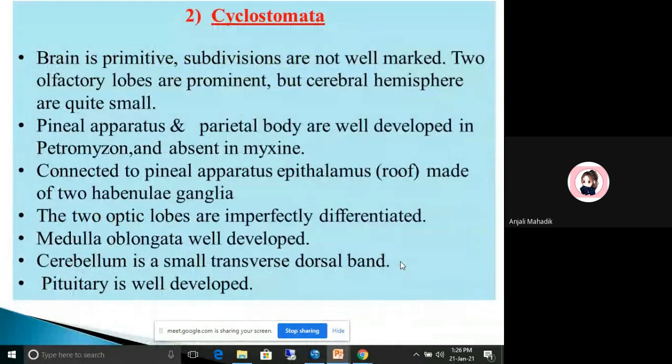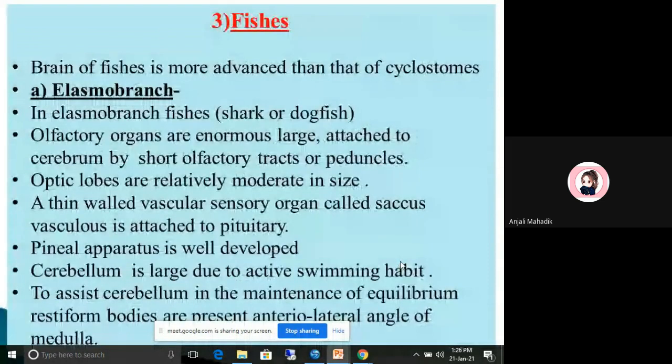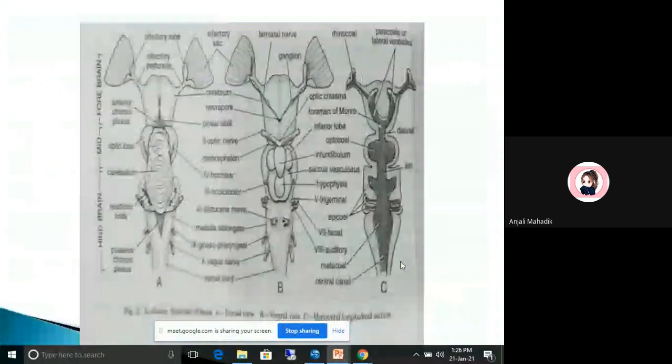Then the comparative account. First is the fish. In fish, the example is the elasmobranch, named Scoliodon or dogfish. Because of this, the olfactory lobes are well developed, and these are for locating smell. So dogfish or Scoliodon is famous for its well-developed sense of smell. If one drop of blood is present anywhere, it reaches that drop first. So smelling is powerful in dogfish, and the olfactory lobes are well developed.